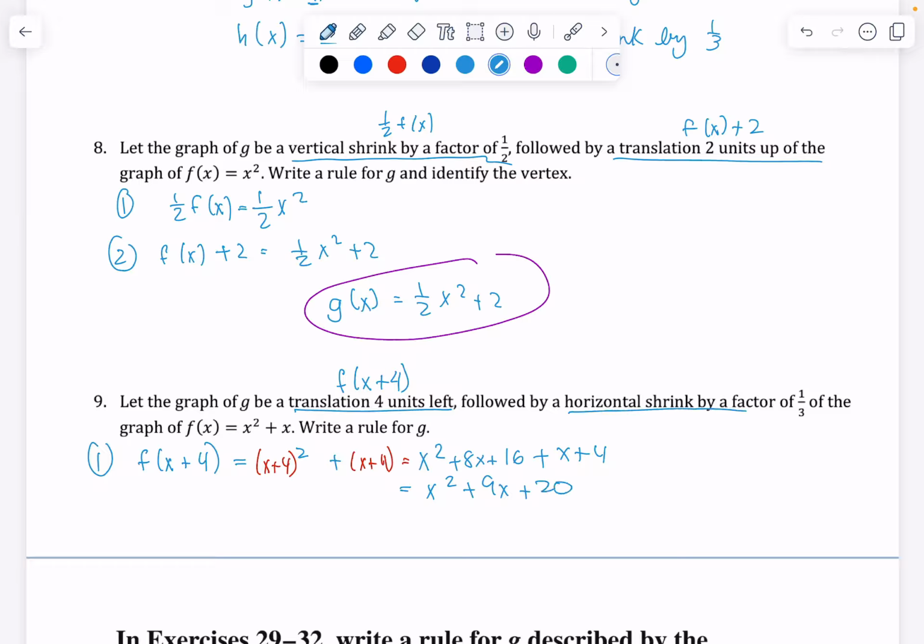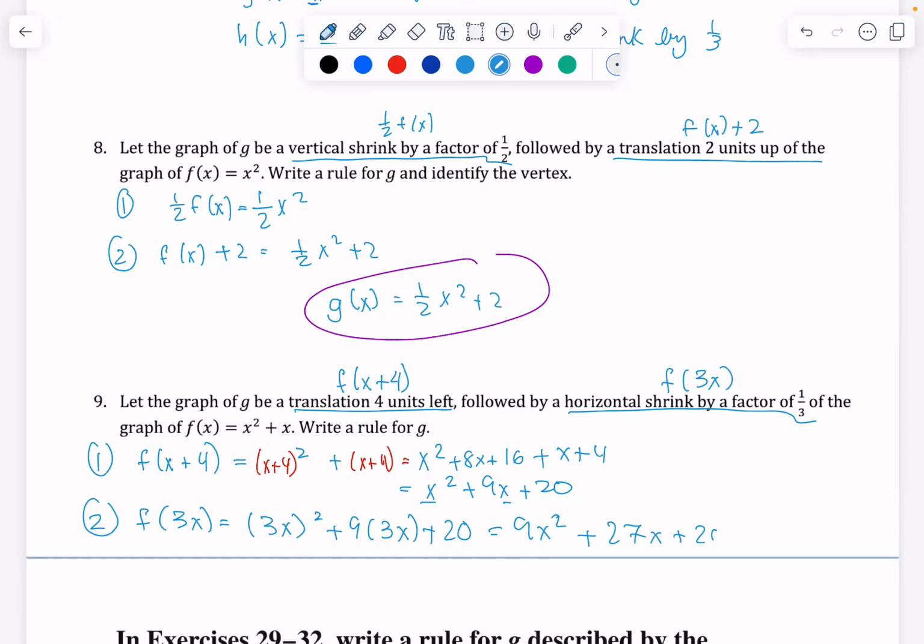Next step says a horizontal shrink by a factor of 1/3, so that's going to be f of 3x. Again, second step involves evaluating the function for a new input. So f of 3x means I'm replacing my x values with my new inputs. So 3x squared plus 9 times 3x plus 20. 3x squared is 9x squared. 9 times 3x is 27x, and then plus 20.